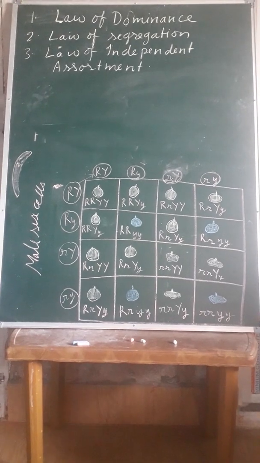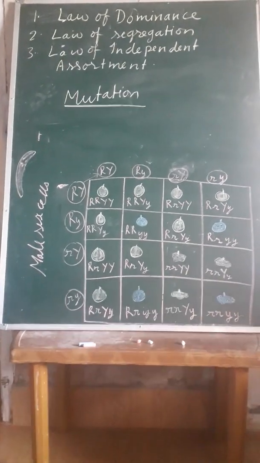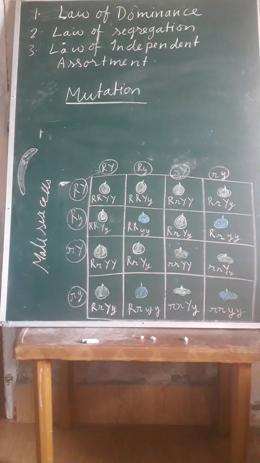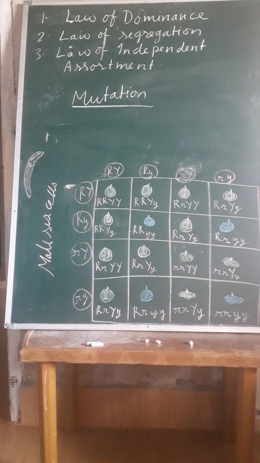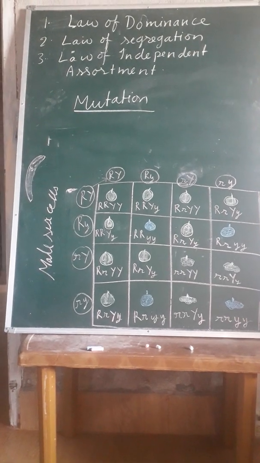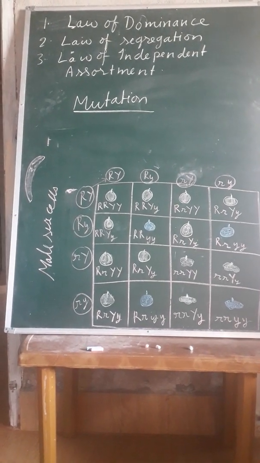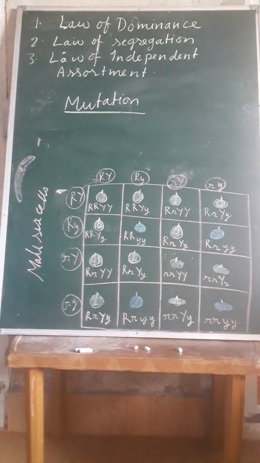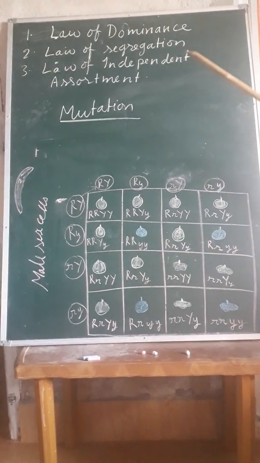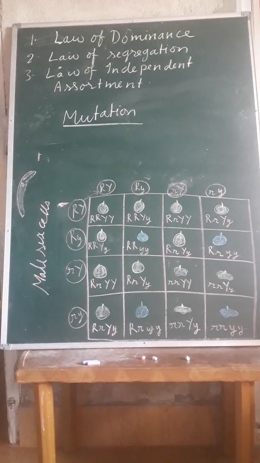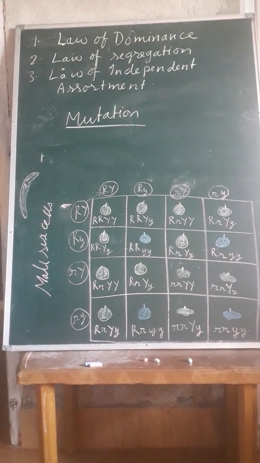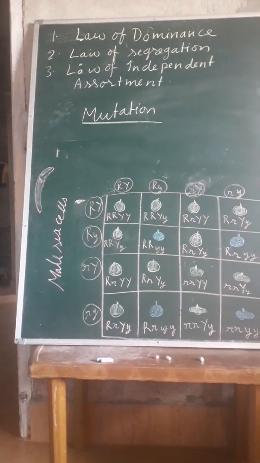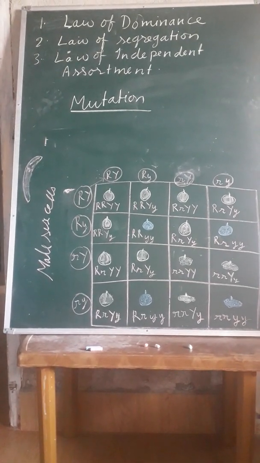Next is mutation. Sometimes you will be asked to define mutation. Mutation is a sudden change in one or more genes or in the number or structure of the chromosomes. That is mutation. Mutations alter the hereditary material of an organism's cells and result in changes in certain characters or traits.